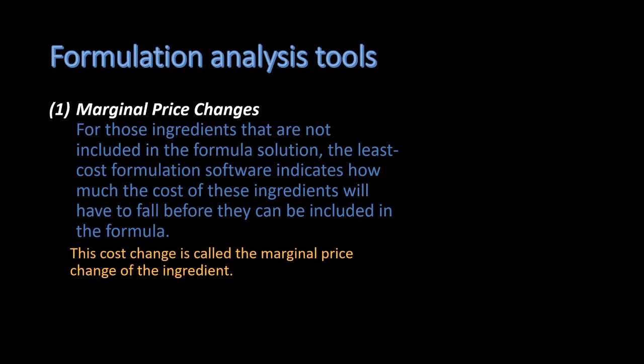So here is the formulation analysis tool. The first one is the marginal price changes. The marginal price changes is for those ingredients that are not included in the formula solution. The least cost formulation software indicates how much the cost of these ingredients will have to fall before they can be included in the formula. So simply it will give an idea of the price: if the price of that ingredient falls up to that level, then it can be added in the formula. So this cost change is called the marginal price change of the ingredient.